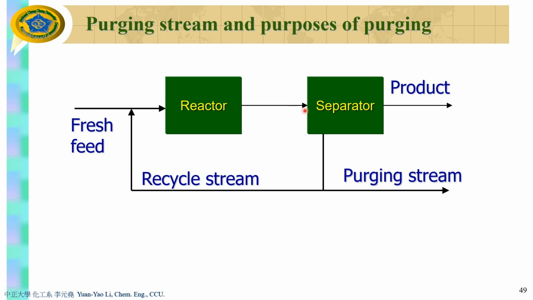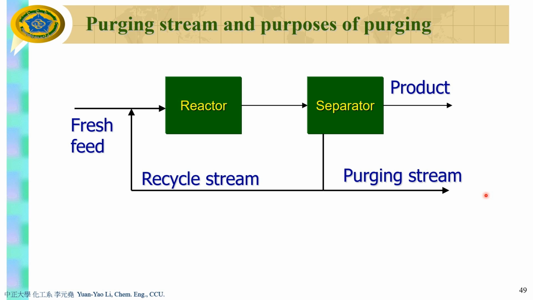So when the product comes out to the separator, it is split into two. One is the recycle stream, one is the purging stream. You might say, wow, Professor, why do we need a purging stream? So now you learn three streams which are very important. First one is called recycle stream. Second one, remember, bypass stream.